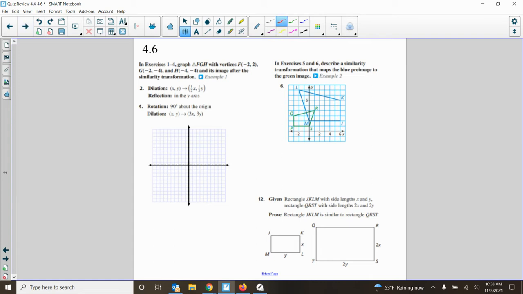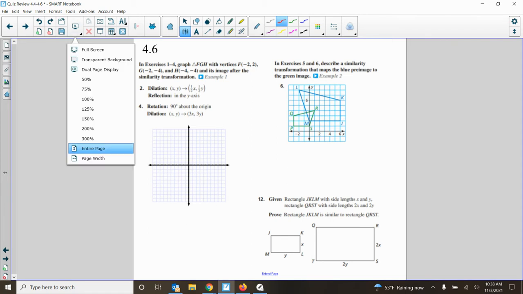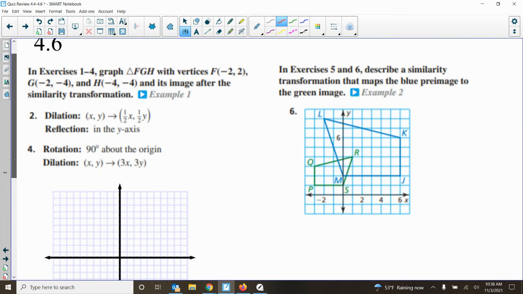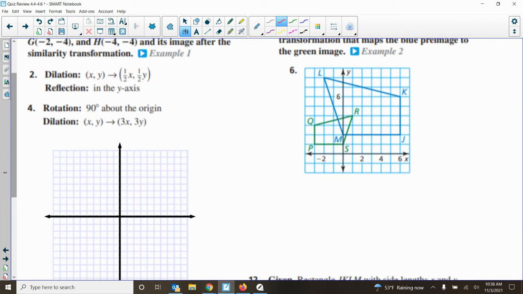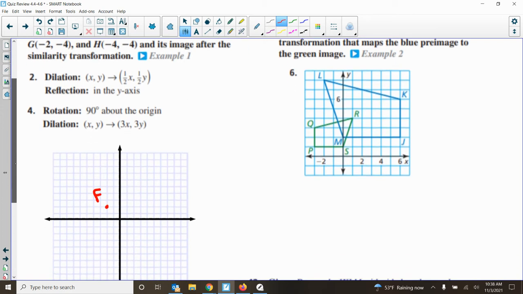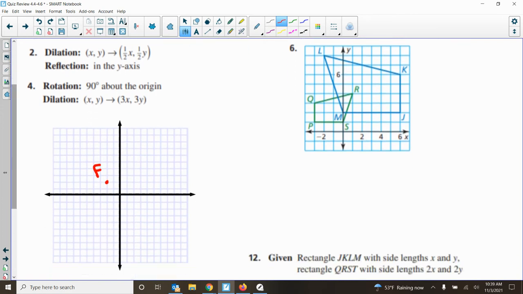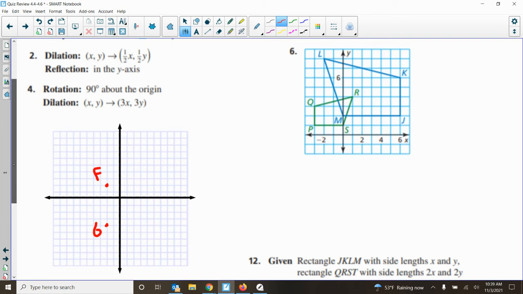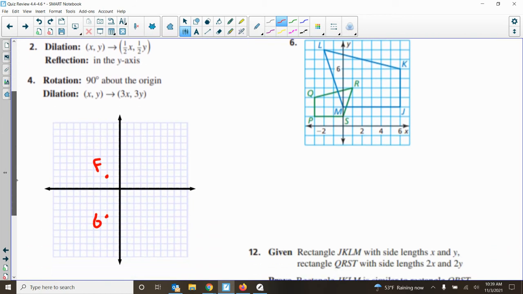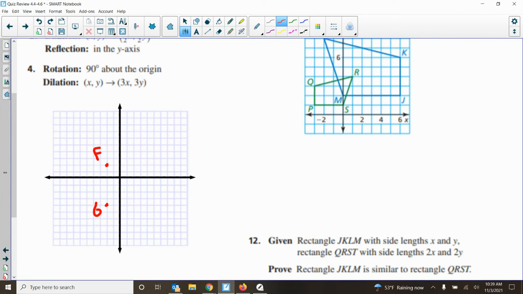Now we're talking about doing these similarity transformations. Notice they both have dilations, not surprising. So let's go ahead and plot this. F is negative 2, 2. G is negative 2, negative 4. And H is negative 4, negative 4. Little right triangle here.